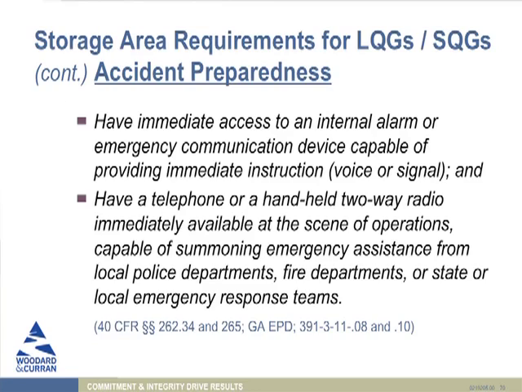In a world where most of us have cell phones, this is less of an issue, but when these regulations were written 30 years ago, nobody had cell phones. You needed to have a telephone or a two-way radio there. The regulations haven't changed, but as long as you can show that everybody who's likely to go into that space is going to have a cell phone with them, then you're meeting this requirement. Otherwise, you need to make sure that there is a phone somewhere nearby.